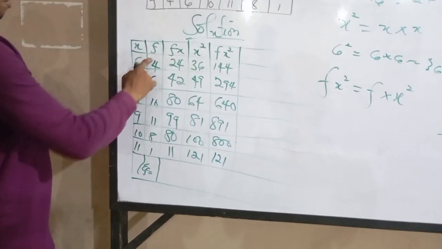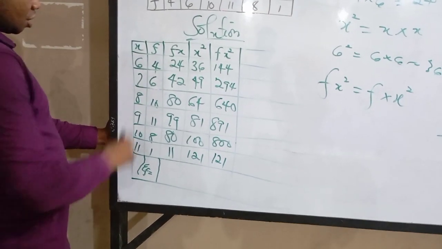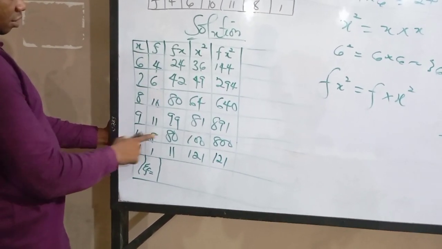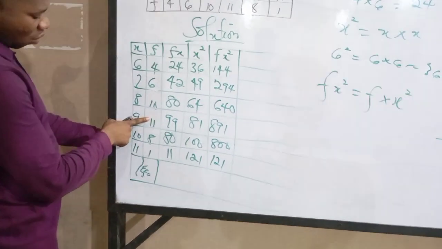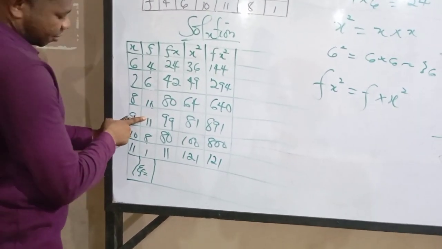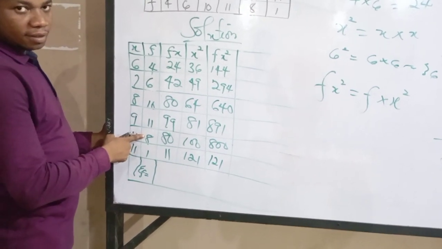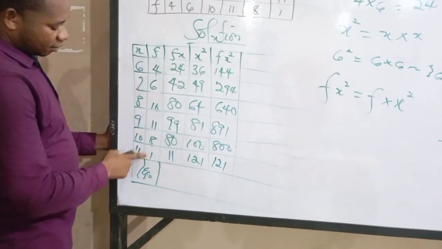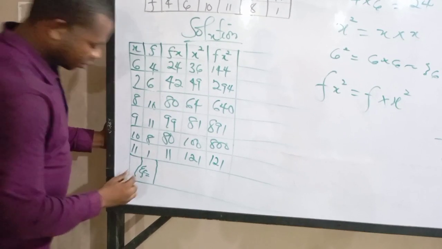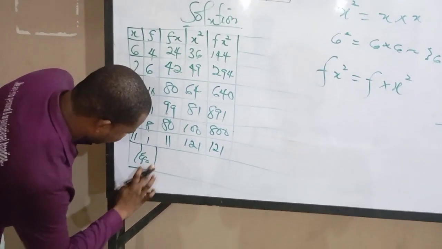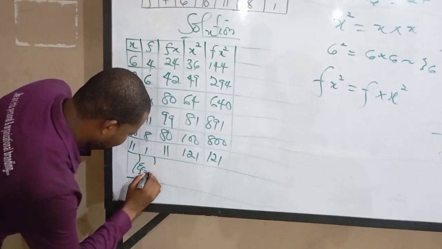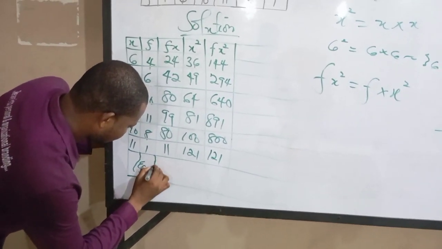4 plus 6, 10. Plus 10, 20. Plus 11, 31. 31 plus 8, 39. 39 plus 1, 40. Meaning that our summation F here gives us 40.